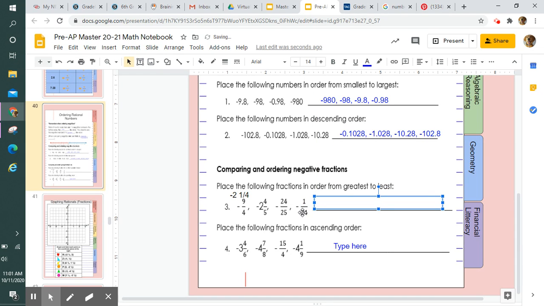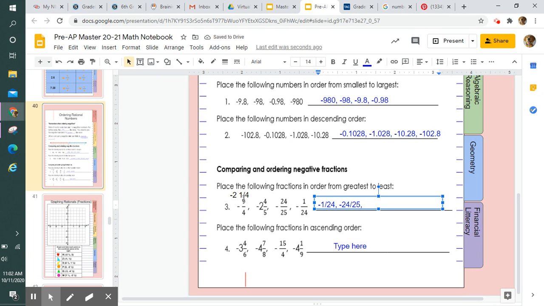So the first thing I'm going to worry about is these two right here, -1 over 24 and -24 over 25. I know 24 over 25 is almost 1 whole, and I know 1 out of 24 is a really small amount. That tells me that 1 out of 24 is going to be closer to 0. So negative 1 out of 24 is going to go first. And then negative 24 out of 25 is going to go next because that one's closer to 1.